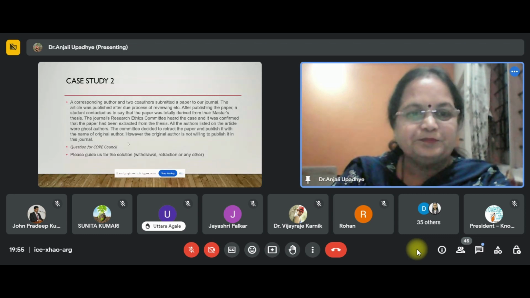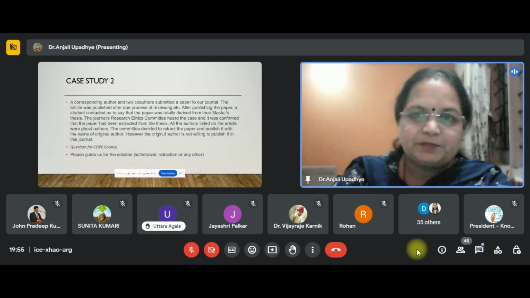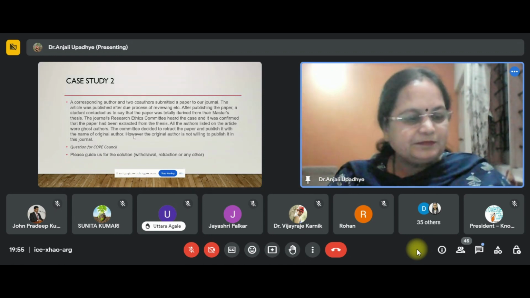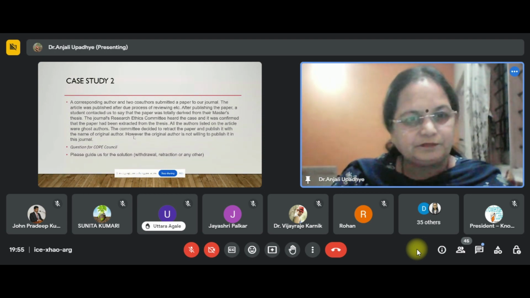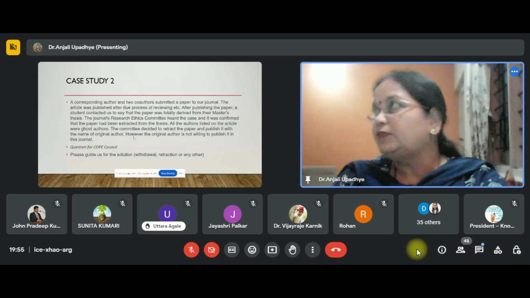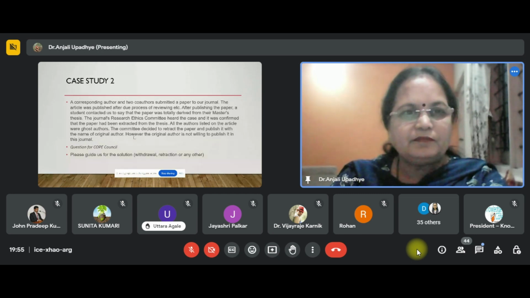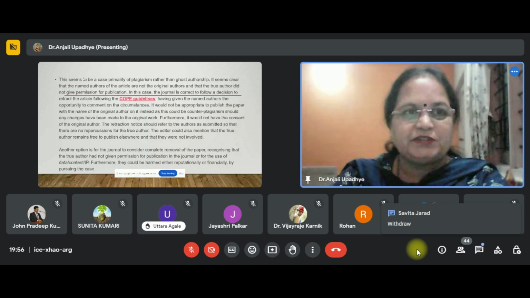So the question for the council is: please guide us to the solution, whether to withdraw the paper or to retract the paper. What should we do in this case? Can you tell me what should be done in this case? So see, what is the answer to all this?